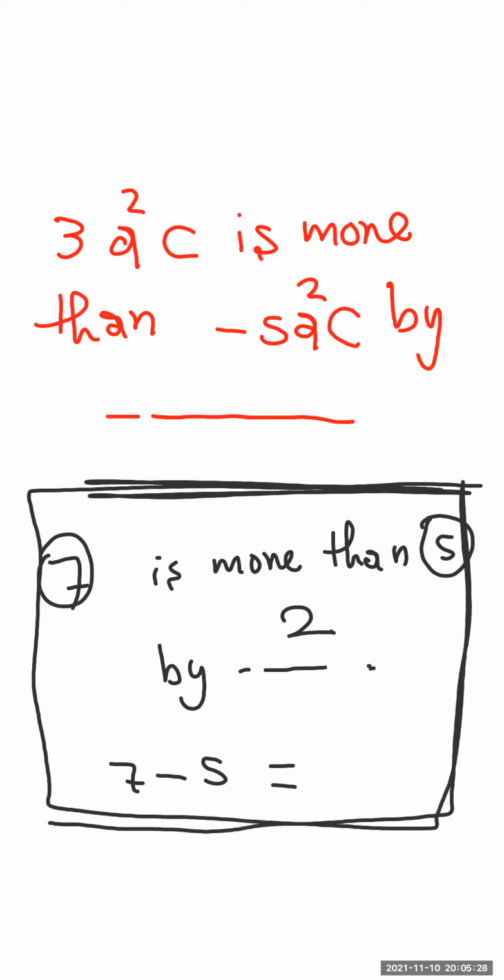7 is more than 5 by 2, of course, right? Yes. Okay, so this means I just subtracted A minus B, the first minus the second, correct?